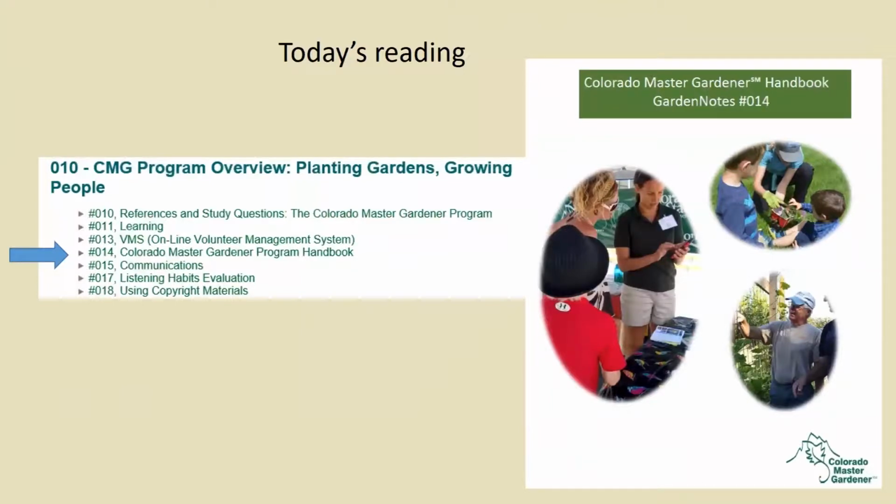Under the CMG Program Overview, you'll find a list of garden notes that pertain to this introductory course. Most of these will be touched upon during the modules, but not everything. So you'll need to view the modules and read the garden notes before completing the worksheet for this class. Material that will be covered in this module will be found in Garden Notes 14, the CMG Program Handbook.